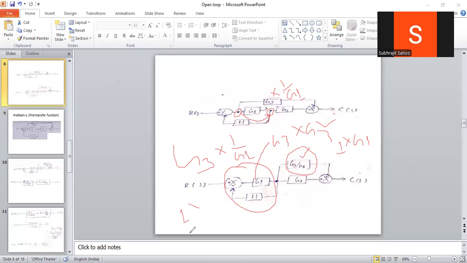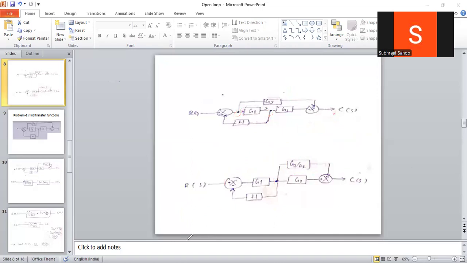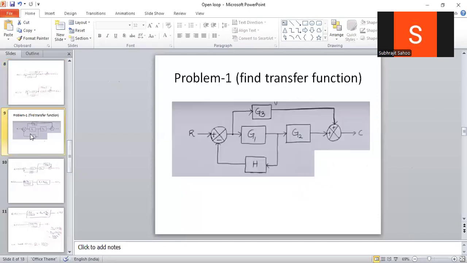So now I will solve a few problems here. How to find the transfer function for a given block diagram? Observe, very easy. This is the first question. Problem 1: Find the transfer function of the given block diagram. Like this, a question will be there in the exam. Observe, sir. What is the sign here? Minus. That means it is negative feedback.